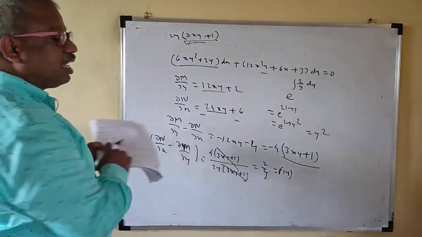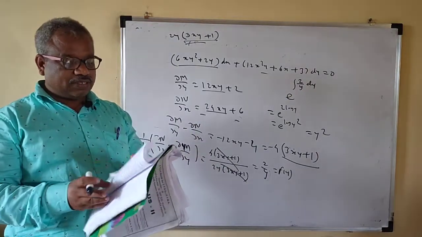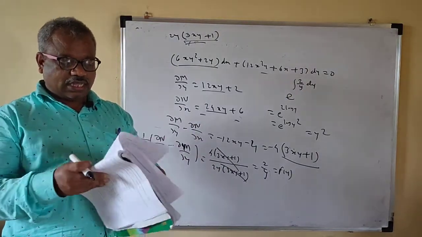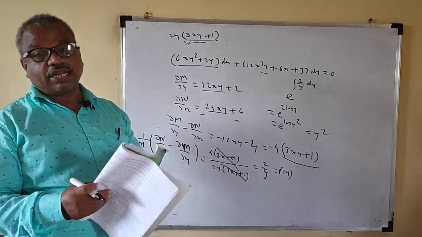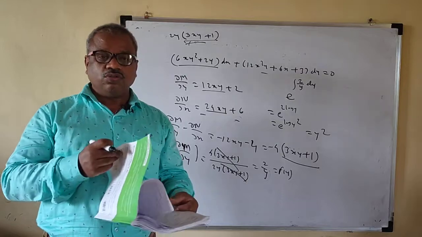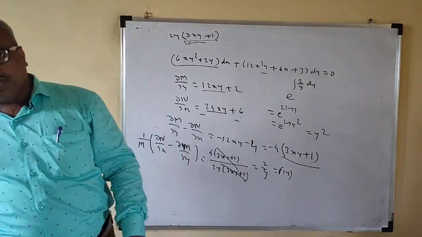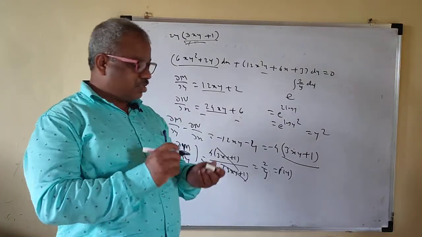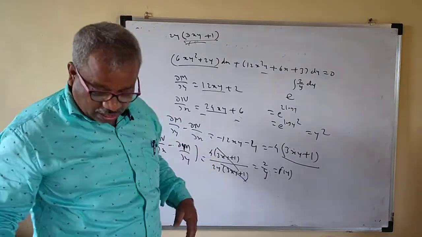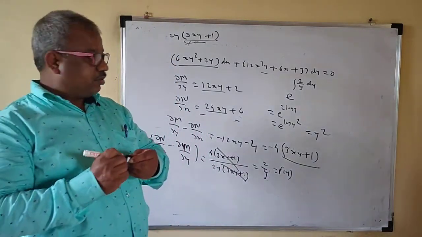I hope that you understand if the differential equation is exact, how to find its solution. If the differential equation is not exact, then you have to find an integrating factor. What do you mean by integrating factor? That also I told you. It is a function such that, if M dx plus N dy is not exact, after multiplying by it, it becomes exact. Then the factor is called an integrating factor.